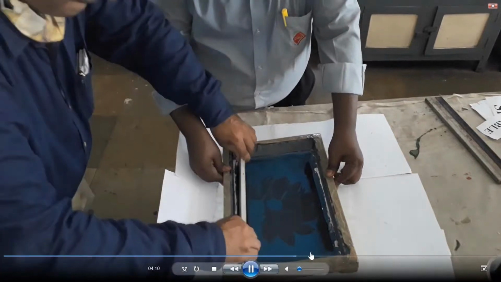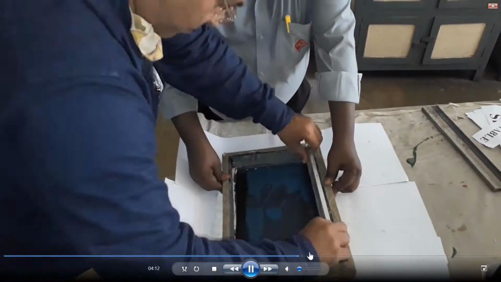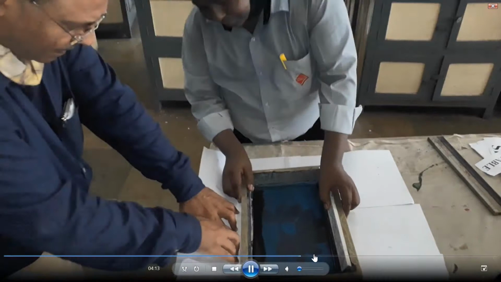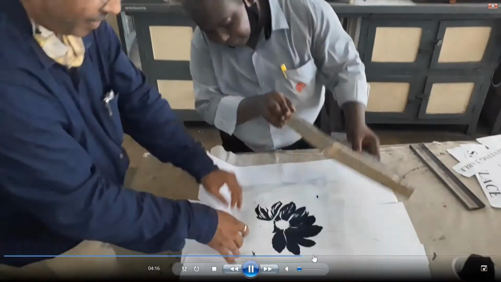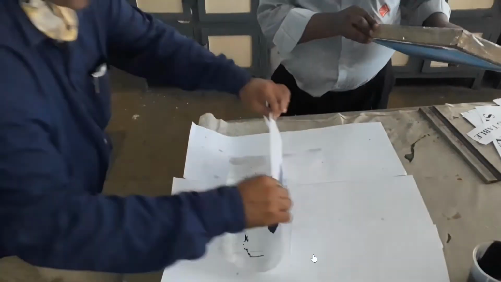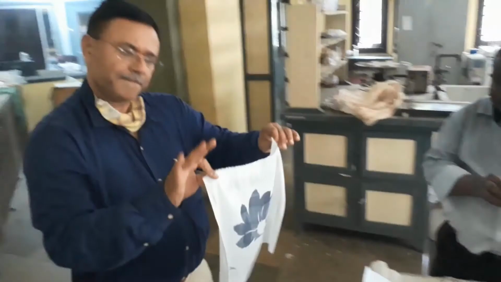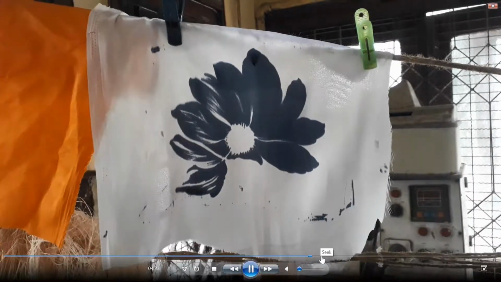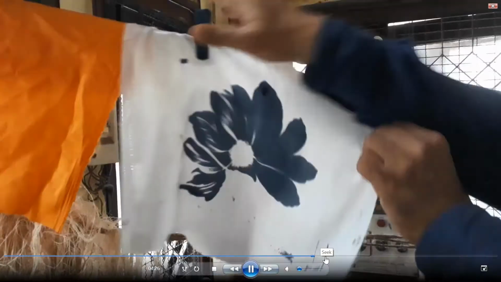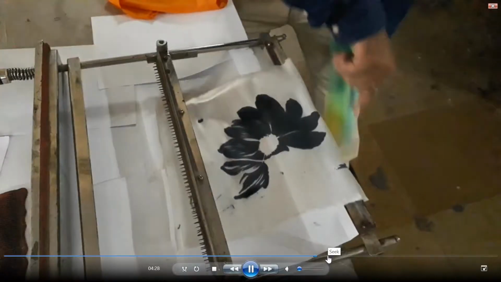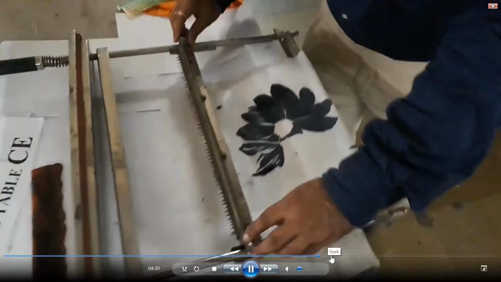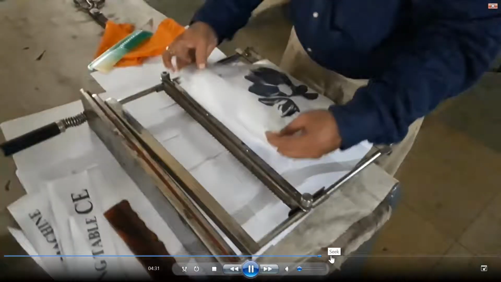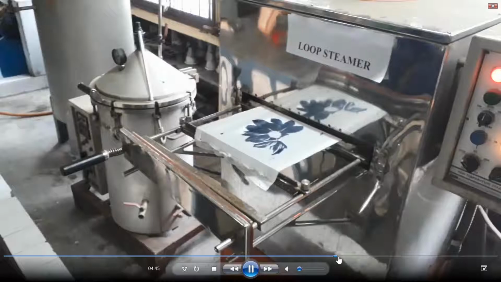Now he has applied the thick paste with the rubber squeegee. Now he is lifting the screen. So you have this single color design on white fabric. Now before we steam it, actually steaming is done for fixation. Before steaming, we have to dry it. So in the laboratory, we dry it by hanging the sample in air.